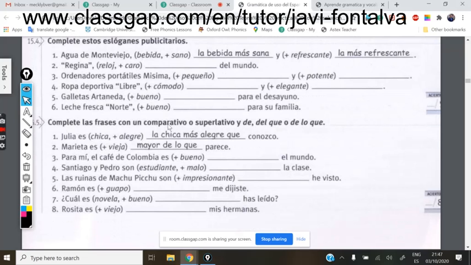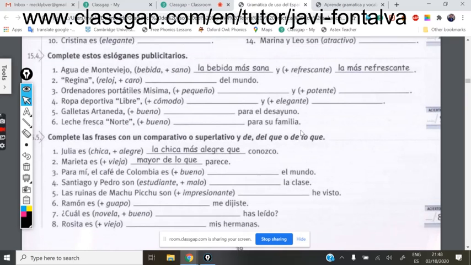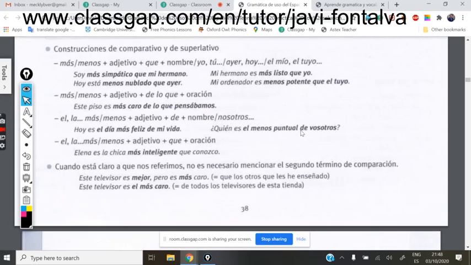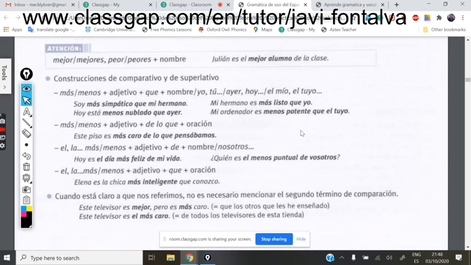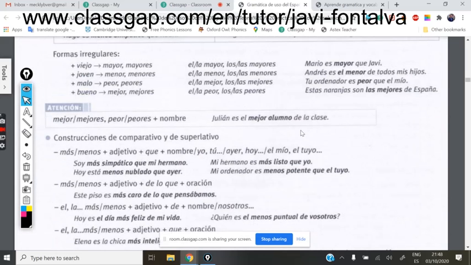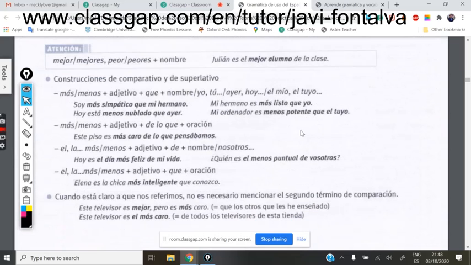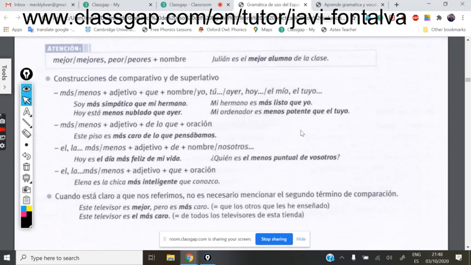So you have to use either a comparative, superlative, and then if it's necessary, del que or de lo que. Okay, so wait a moment. I forgot this bit. Let me go back because I missed something. This is kind of important. Where is this de lo que? Okay, sorry. This bit is important.